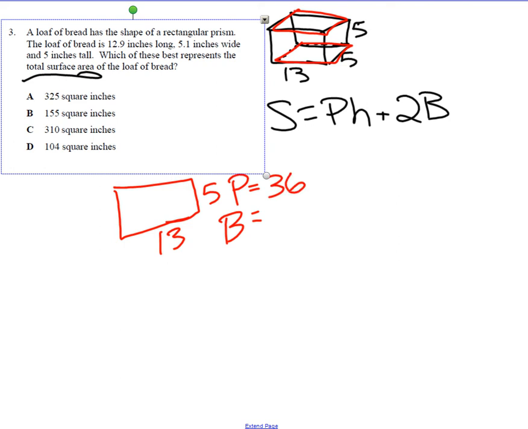And our base, the area is what? Quickly, new girl, 13 times 5. You don't know how to do 13 times 5? What math class do you have? 13 times 5, you multiply every day. Seriously? Lizette, what's 13 times 5? Oh, 75. Nope.